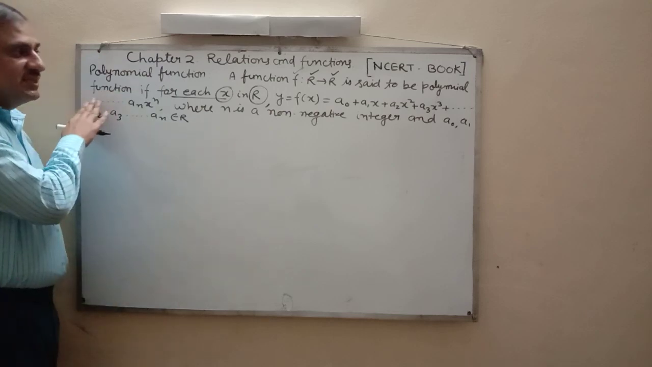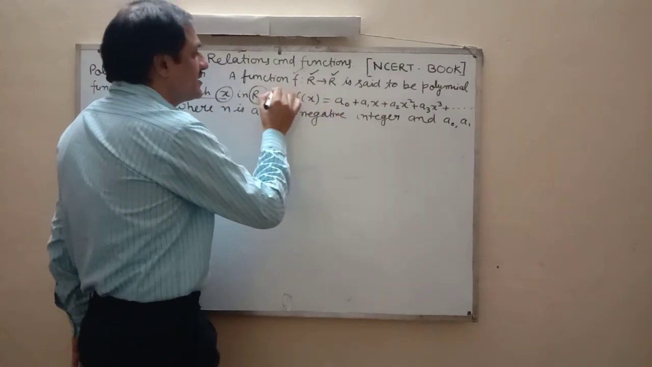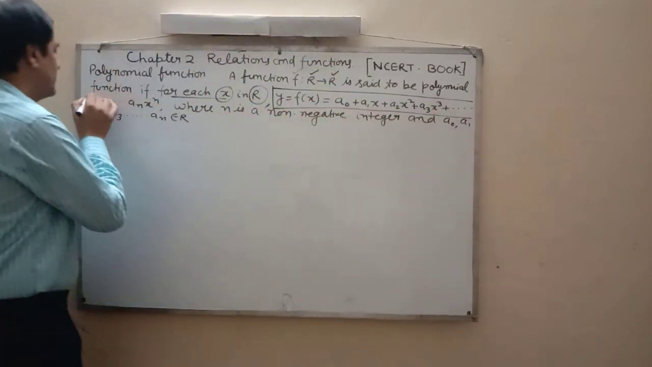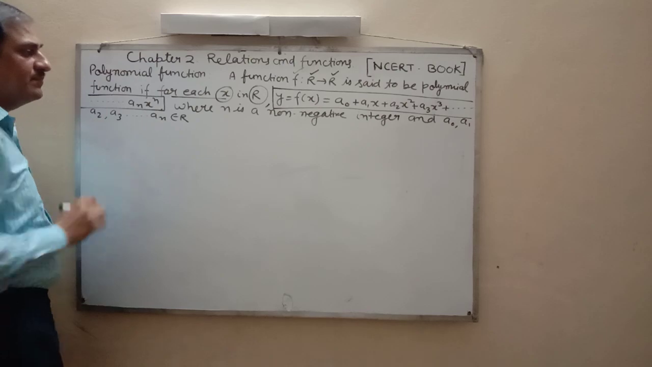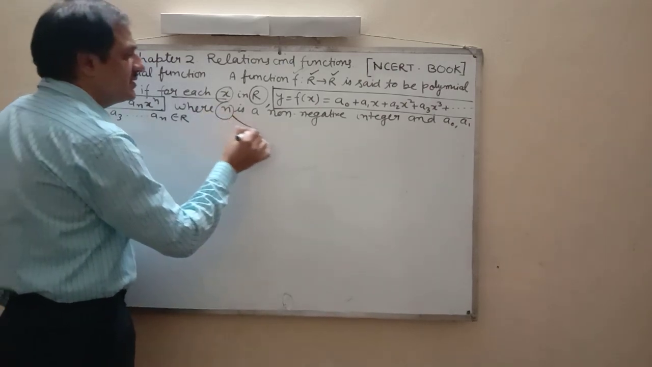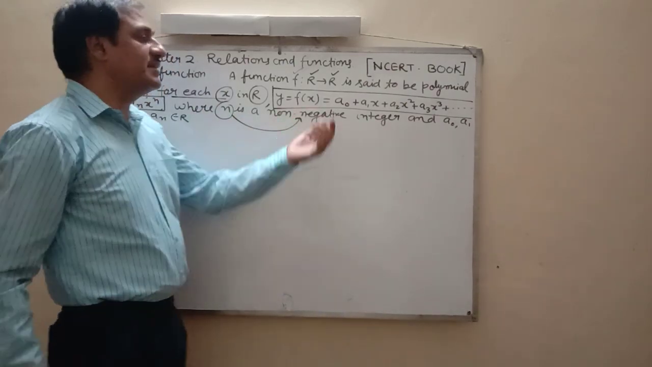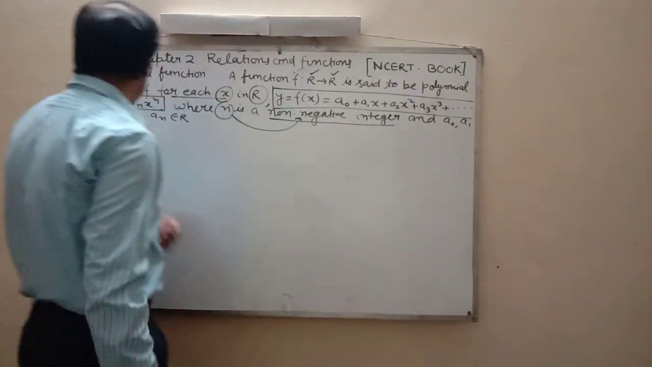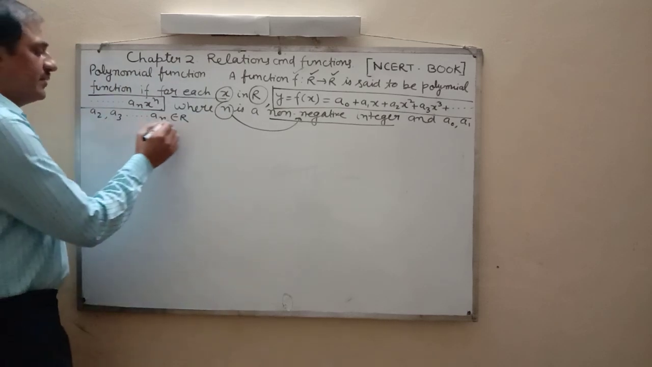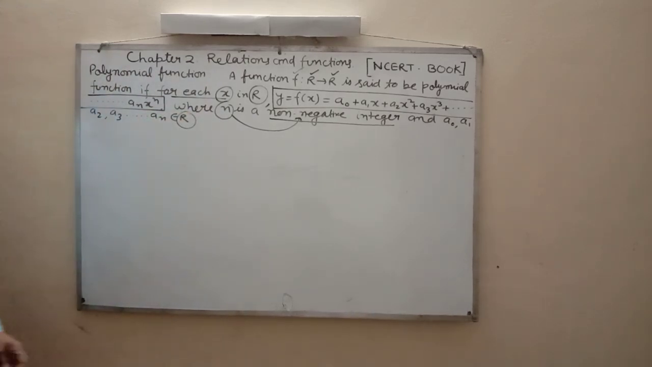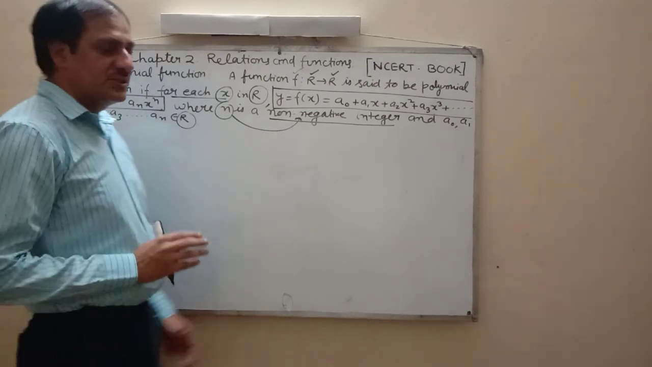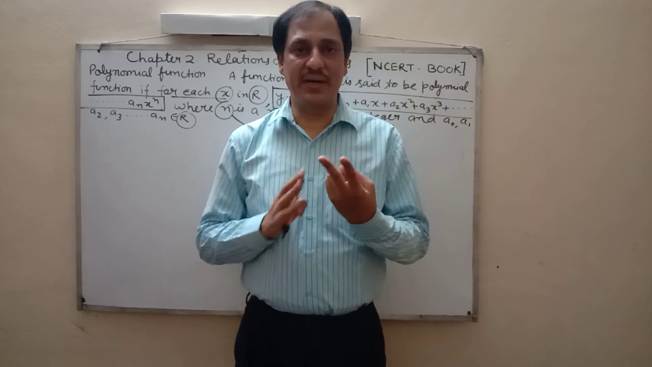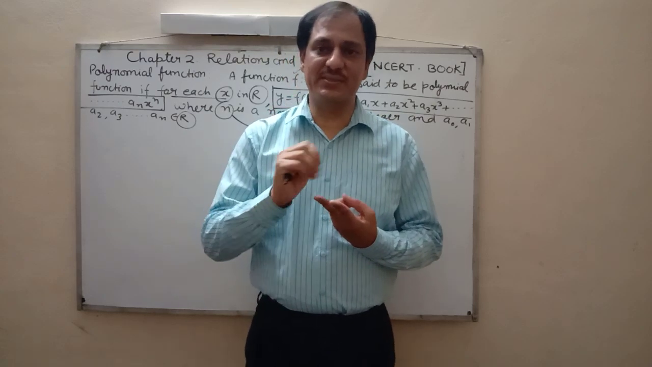This is the standard form of a polynomial function, where n is a non-negative integer, and a0, a1, a2, a3 and so on, an belong to real numbers. Now I am going to discuss mainly two types of polynomial function. One is quadratic function and another is cubic function.